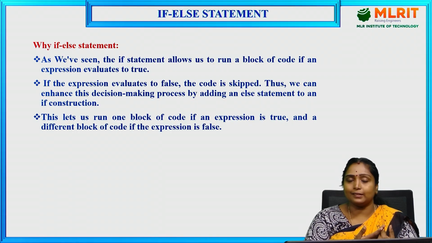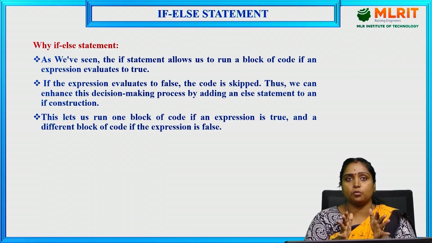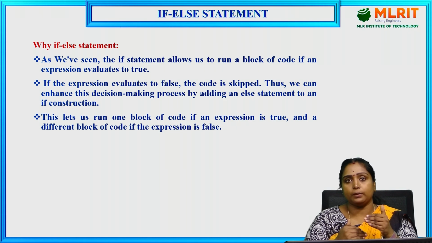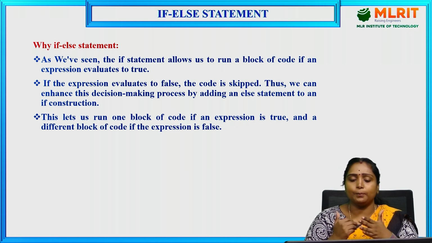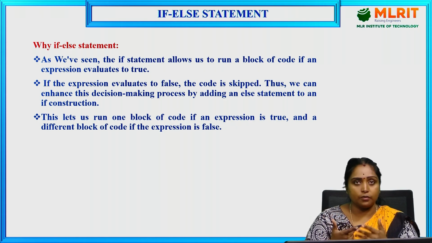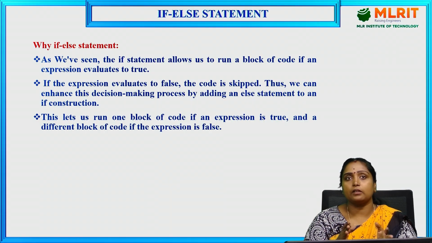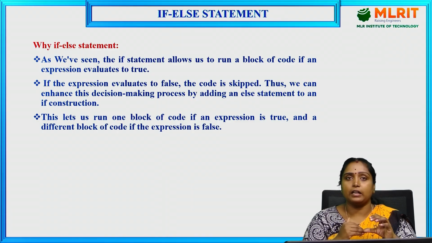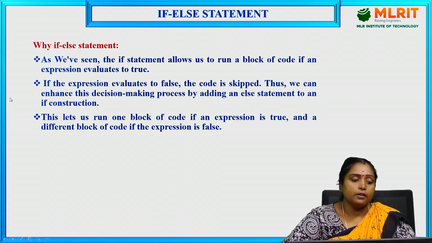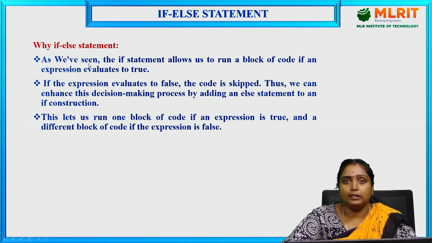In the previous simple if, if the condition is true, it will execute the block of statements. If the condition is false, it will simply skip. When it comes to if else, there is an alternative result. So if the condition is true, one thing has to be executed. If the condition is false, another thing has to be executed. So, as we have seen, the if statement allows you to run a block of code if an expression evaluates to true.